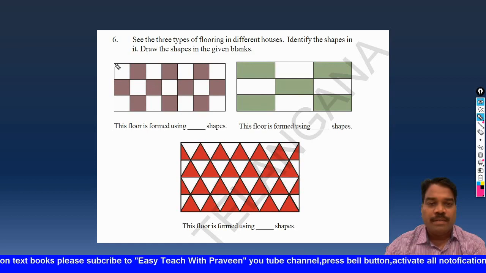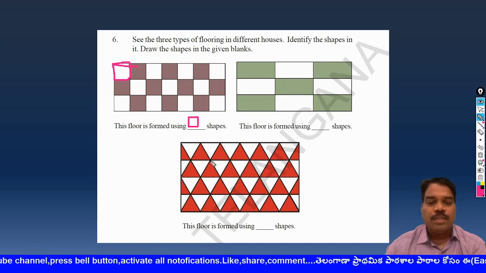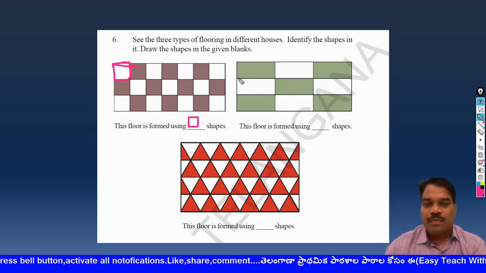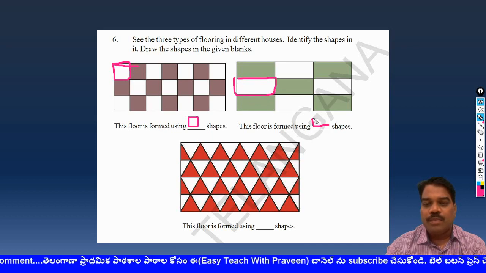So here we can find this shape. All sides are equal, so this is the shape we have to draw here. This is the shape, and all sides have the same length. So this is the shape, and on this second floor we are watching this one. This is the rectangle shape. The first one is the square and this is the rectangle.